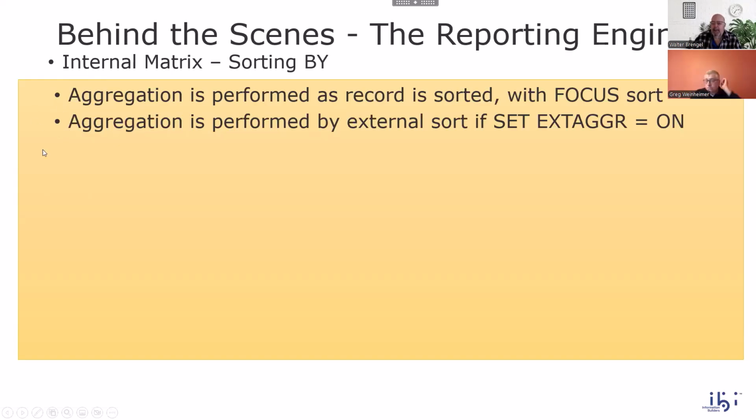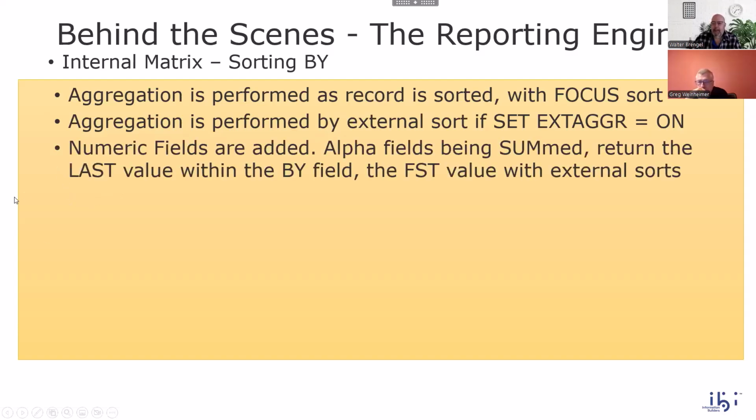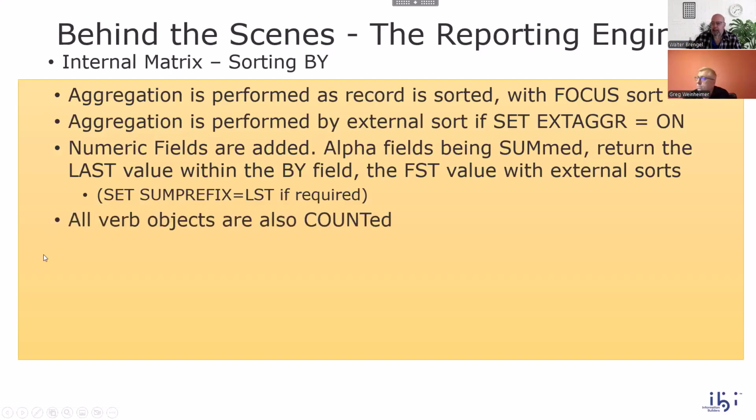So aggregation is performed as a record is sorted. So I read a record, I sort it. If I'm doing any aggregation, I'll add up the values as we add each new record. Numeric fields are added, and if you're summing, alpha fields will retain the last value that it sees. So think of it, if you're adding an alpha field, you're just going to overlay the current value over the previous values. All verb objects are also counted.